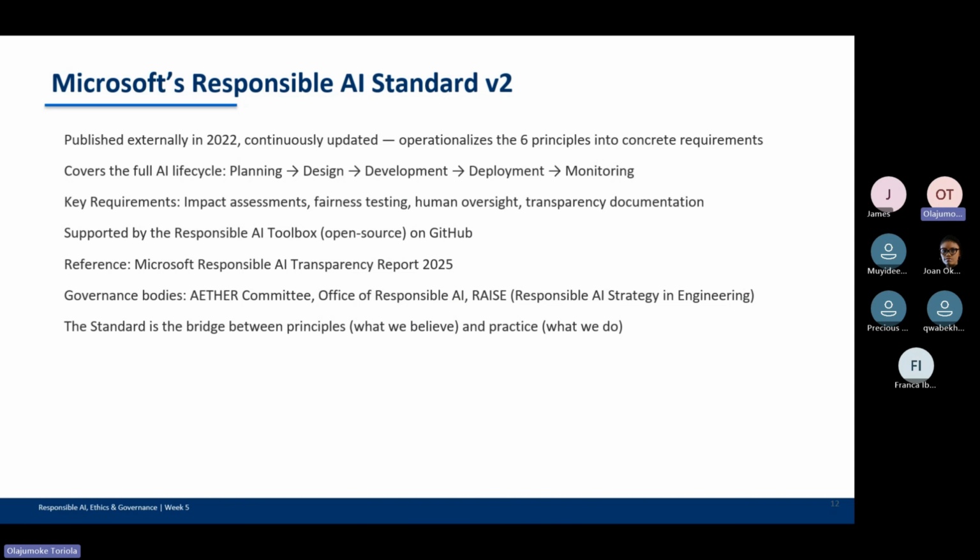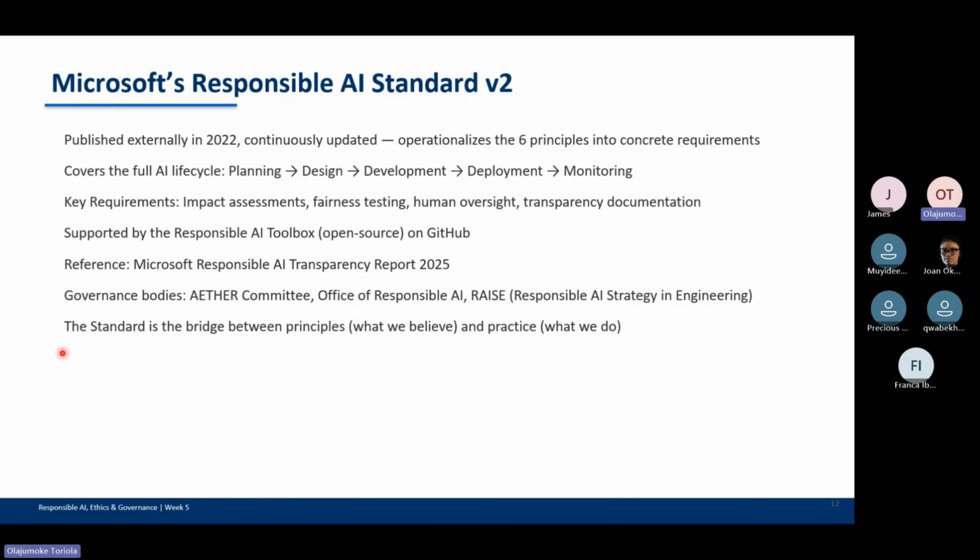And then we have the Microsoft Responsible AI Standard version 2. Microsoft didn't stop at just principle. They created what is called the Responsible AI Standard version 2. There was a standard version 1 before you come to version 2. With real requirements across the full AI life cycle. It covers your planning, your design, your development, your deployment, and your monitoring stage. So what are the key requirements this is looking into?